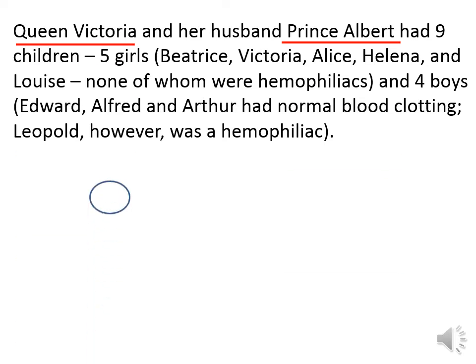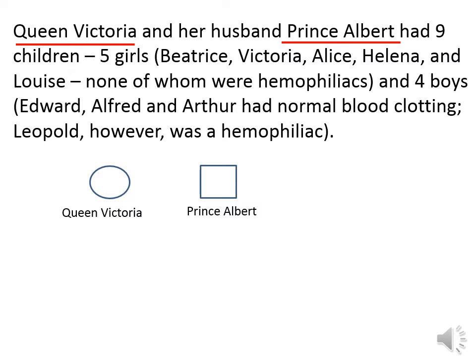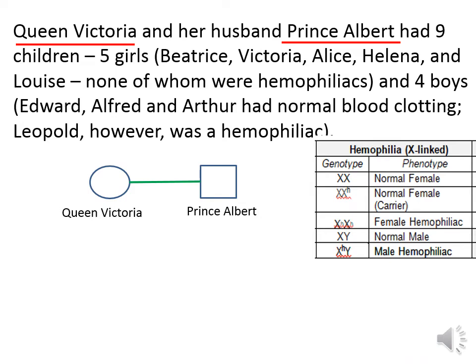So we have Queen Victoria. You are going to use, yes, circle. And then si Prince Albert, male siya. So you're going to use square. Pakisulat din yung pangalan nila sa baba. So you have Queen Victoria, Prince Albert. Since they are couple, kasi husband yung sinabi doon, you connect line connecting those two shapes. And then, do not forget also to include their genotypes.